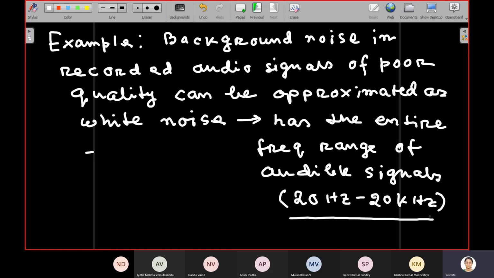So that's all about white noise. Often we model noise as white because the bandwidth of the noise, the measurement error, is more than the bandwidth of the signal. Okay? Therefore, the measurement error can be modeled as white noise.